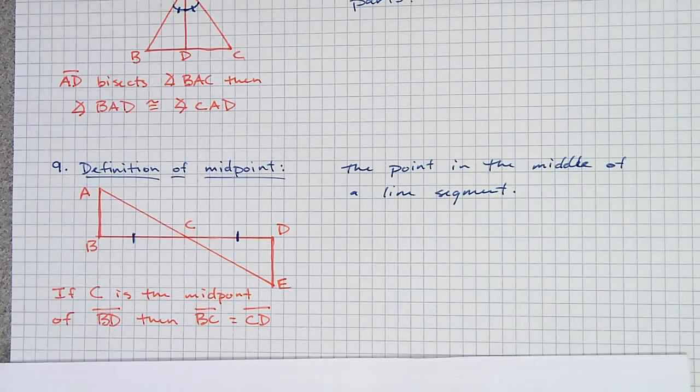All right, next one, definition of a midpoint. If you are given that something is the midpoint, it cuts a line segment in half. Point in the middle of a line segment. So if C is the midpoint of BD over here on the left, then BC is equal to CD.